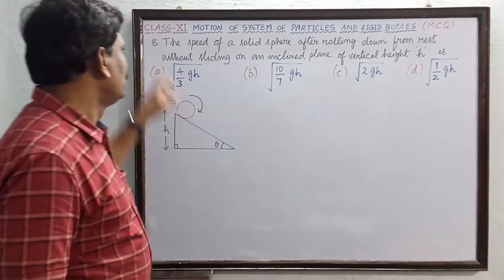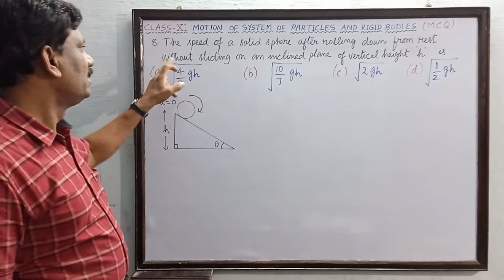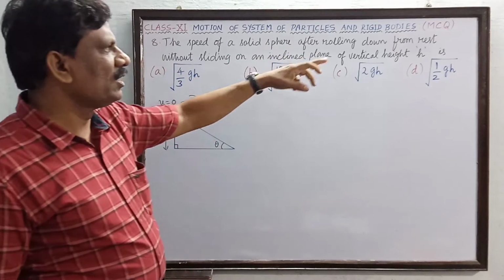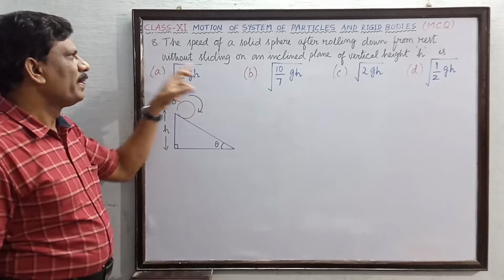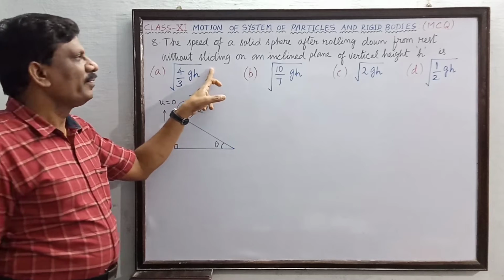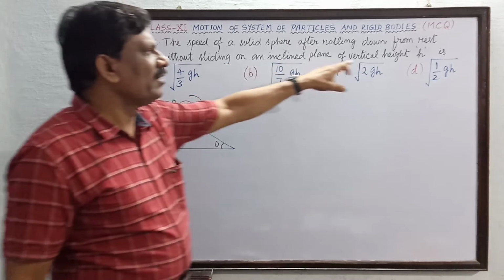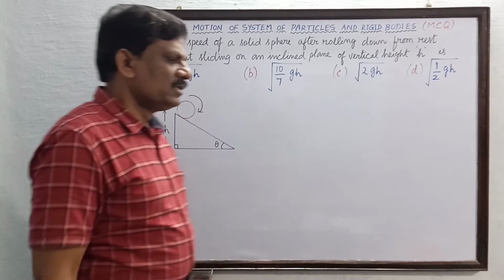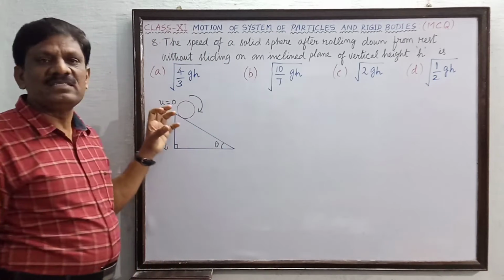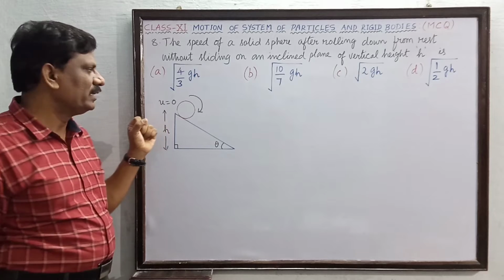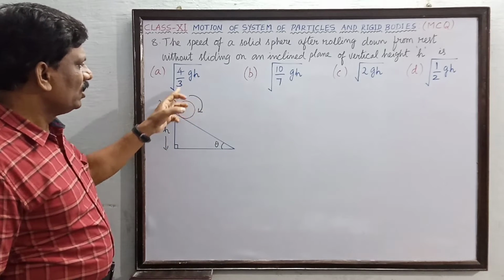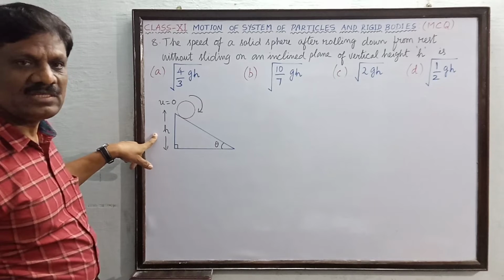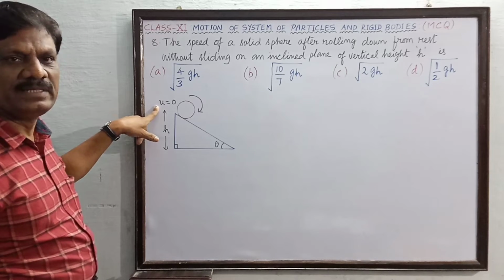Hi students, MCQ number 8. The speed of a solid sphere after rolling down from rest without sliding on an inclined plane of vertical height h is to be determined. So now we are considering a solid sphere, and it is rolling down the inclined surface from a height h. So its initial velocity is equal to 0.